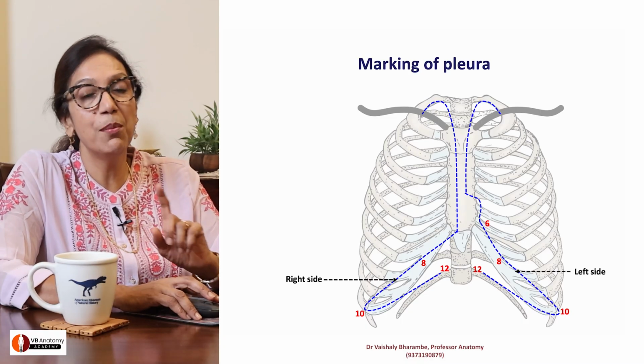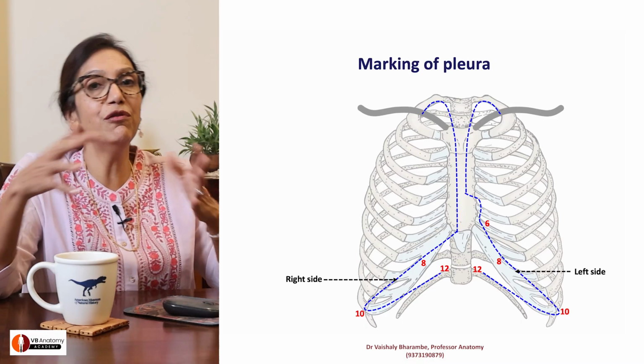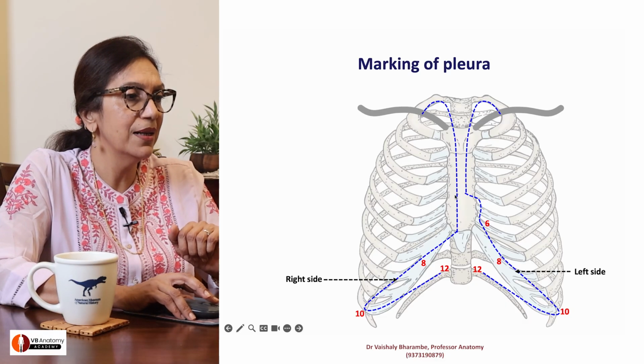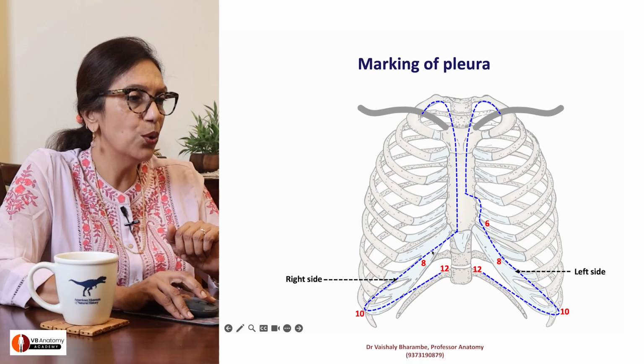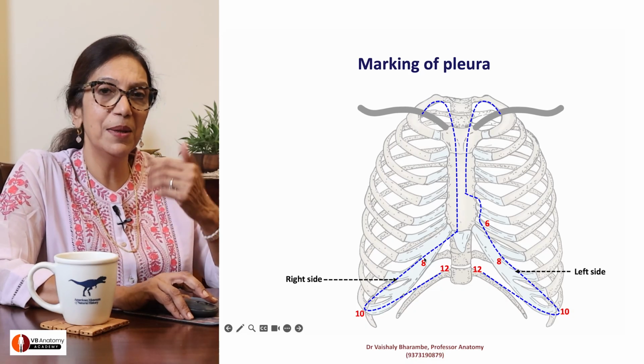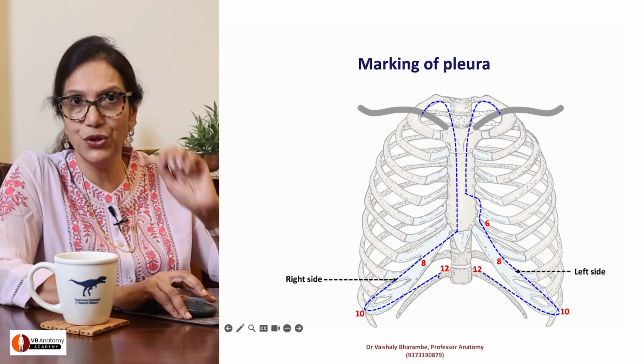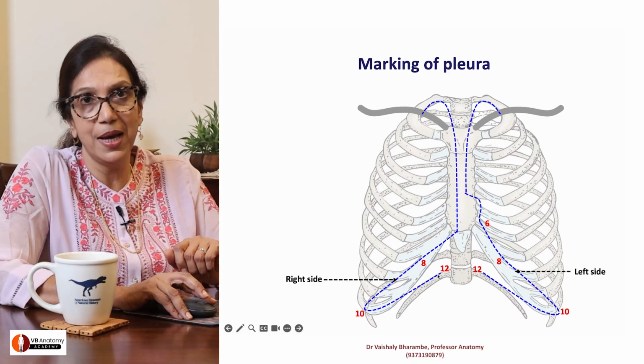Now on this I have marked the pleural marking, the extent of pleura, right? So you can see how it's rising above the clavicle in the midline, then it's hitting the 8th rib in the midclavicular line, 10th rib in the midaxillary line, 12th rib posteriorly. This is the pleural marking.